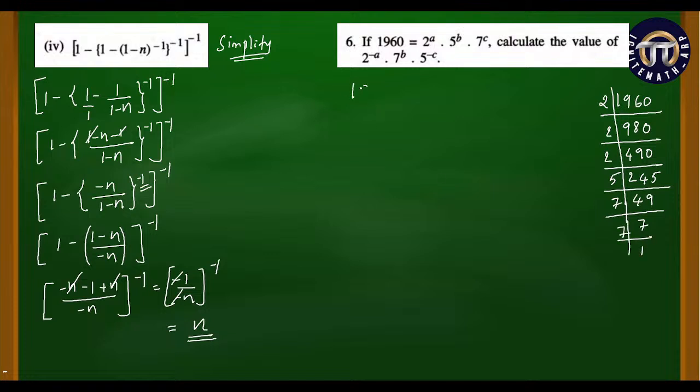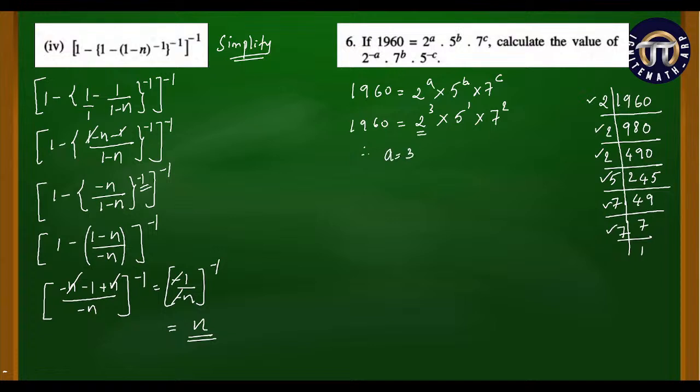So now they have given you that 1960 is equal to 2 to the power of a into 5 to the power of b into 7 to the power of c. So when I prime factorize that one, I have written this as 2 to the power of 3. How many 2's are there? 1 2 3. So 2 to the power of 3 into 5 to the power of 1 into 7 to the power of 2. So when I compare these expressions, I'll get to know what is a? a is nothing but the power of 2. So what is the power of 2 over here? It is 3. So I get a is equal to 3.